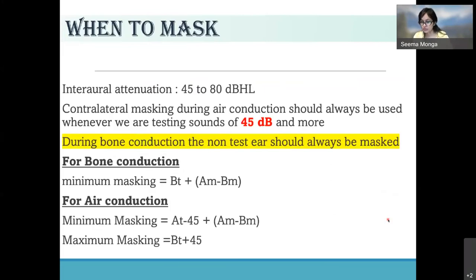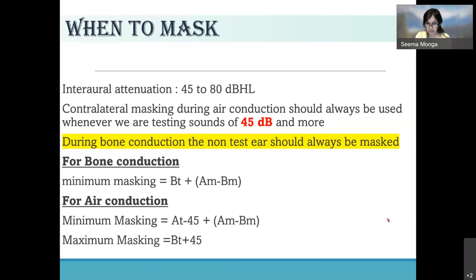So when to do masking is the question. How much to do masking is also a question. And when to do it? Should we do masking in every case? Yes. Every time we are checking bone conduction, do masking. Why? I just told you, because the exact same noise is going. So every time you do bone conduction, check that your audiologist is doing masking or not.